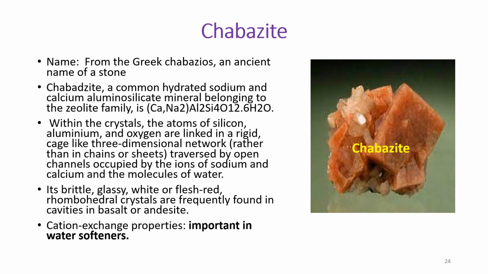Its tenacity is brittle, and it's glassy white or flesh red in color, and it exhibits rhombohedral crystals which are frequently found in cavities in basalts or andesite, and it has a very important capacity as in the case of other zeolites. It has cation exchange properties. This is important in water softeners.